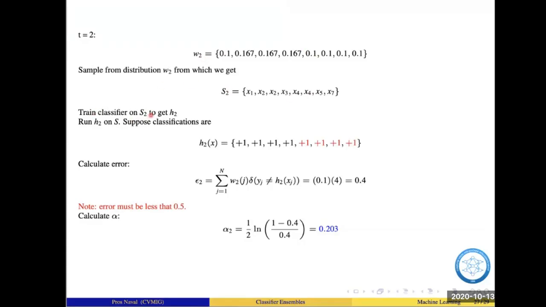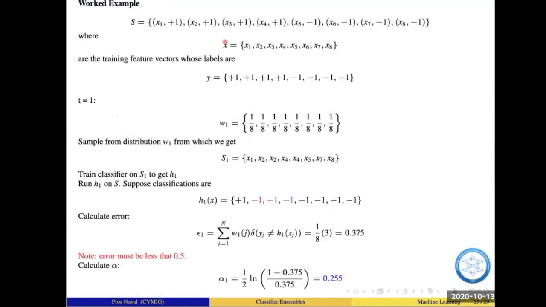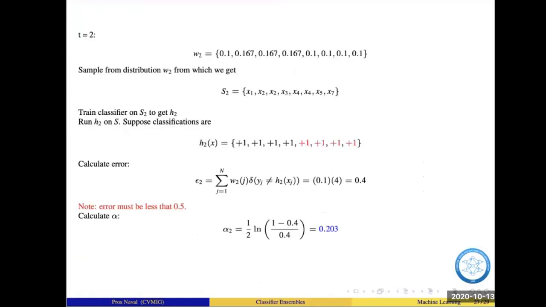Then we again train the inducer on S2 to get classifier H2. Then we run H2 on S, these points here. Then we get the following classification. So this time the errors are here. The last 4 are now misclassified by the second classifier H2. So we calculate the error, same calculation as before.